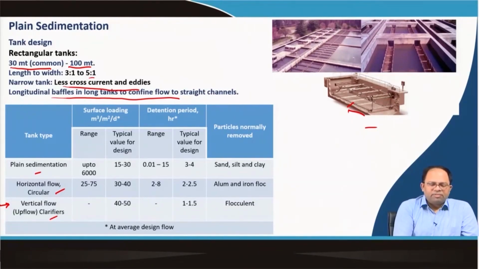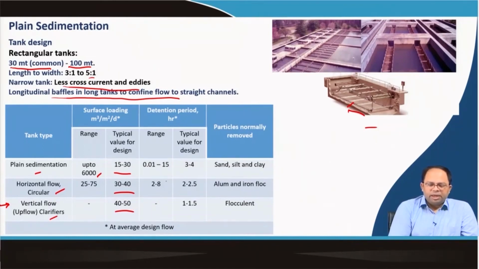So, the surface loading rate is how much influent or water we can apply based on the surface area of the tank. For plain sedimentation, typical values are 15 to 30, but we can have very big sedimentation tanks as well. So, 15 to 30 meter cube per meter square per day. Then horizontal flow 30 to 40 meter cube. Then vertical flow or upflow clarifiers around 40 to 50 meter cube per meter square per day.